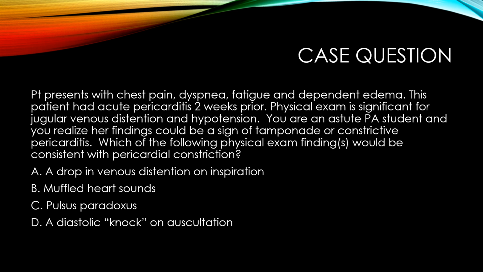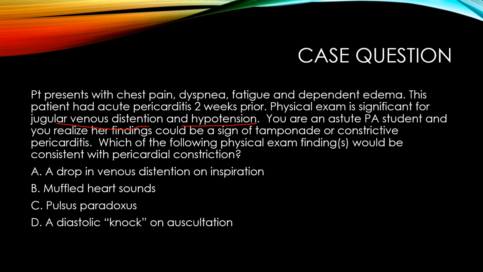So the case question is, patient presents with chest pain, dyspnea, fatigue, and dependent edema. This patient had acute pericarditis 2 weeks prior. Physical exam is significant for jugular venous distension and hypotension. So we have venous distension and hypotension. You are an astute PA student and you realize her findings could be a sign of tamponade or constrictive pericarditis, because these are findings common to both. Which of the following physical exam findings would be consistent with pericardial constriction?